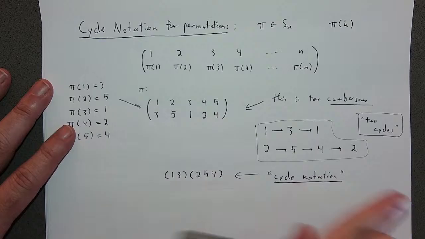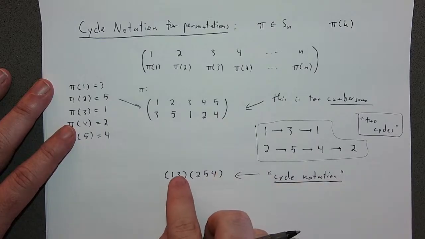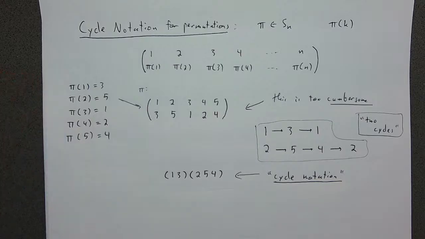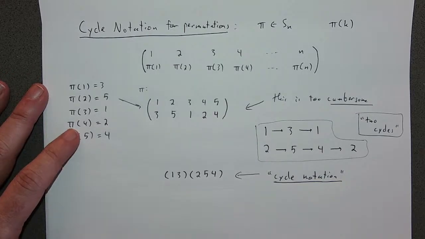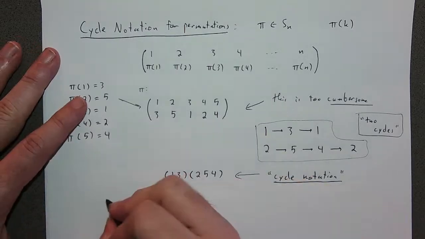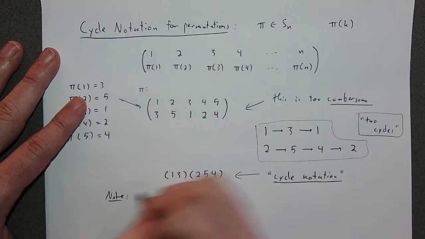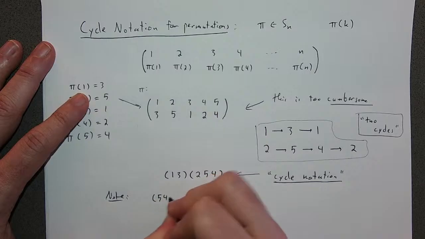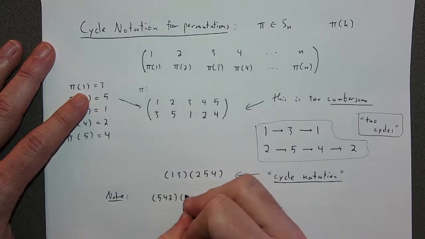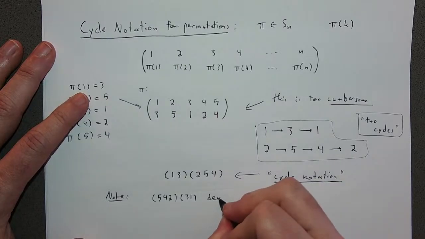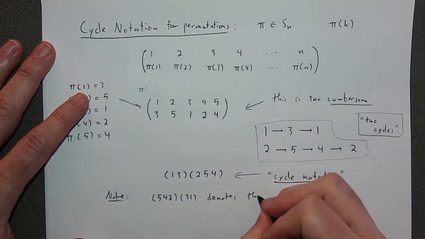So reading left to right, when I get to the end of the parentheses, that means I go from 3 back to 1. Here, from 4 to 2. There are some rules here, because theoretically I could write this in a different way. So note the notation like 5, 4, 2, 3, 1 denotes the same permutation.